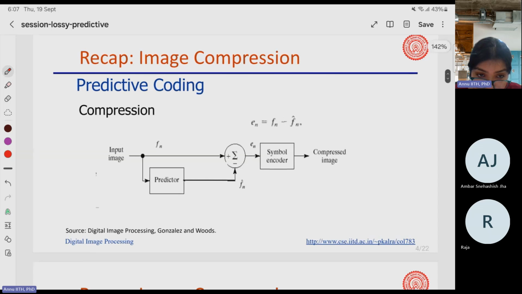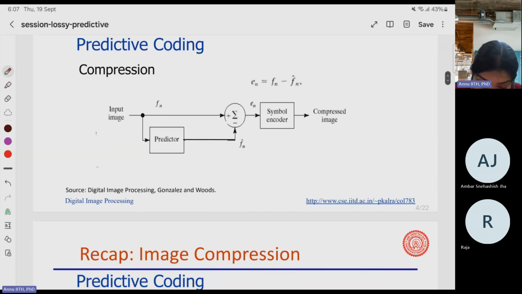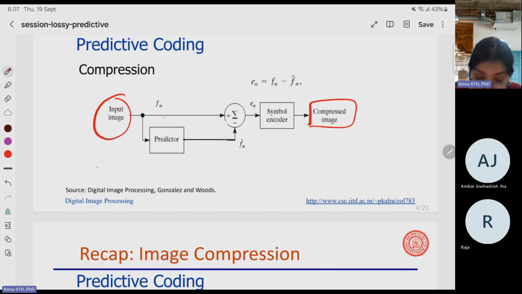If you want to see predictive coding in terms of a block diagram, here you will have the input image, and at the end we are getting the compressed image. What this predictor does is it will predict some f cap of n, where it will have the summation with plus minus and produce e n, and then finally the symbol encoder, and it will give the compressed image.